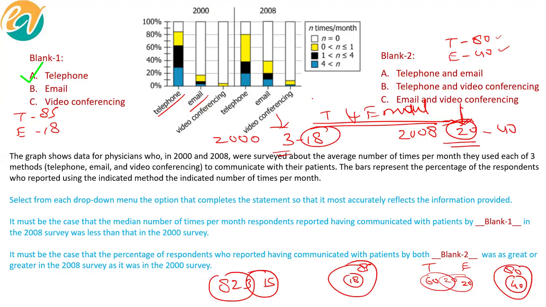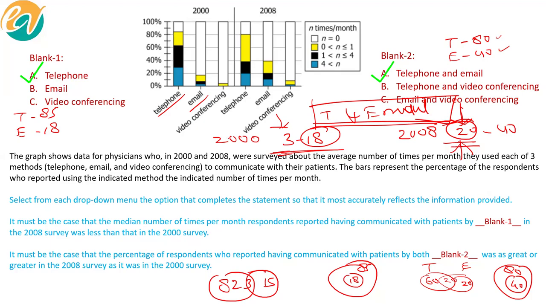So which means clearly for this particular combination, which is telephone and email, the percentage of respondents who communicated using telephone and email was greater in 2008 than in 2000. So telephone and email is the answer. Are we clear, guys? Again, I just want to make sure you understand.